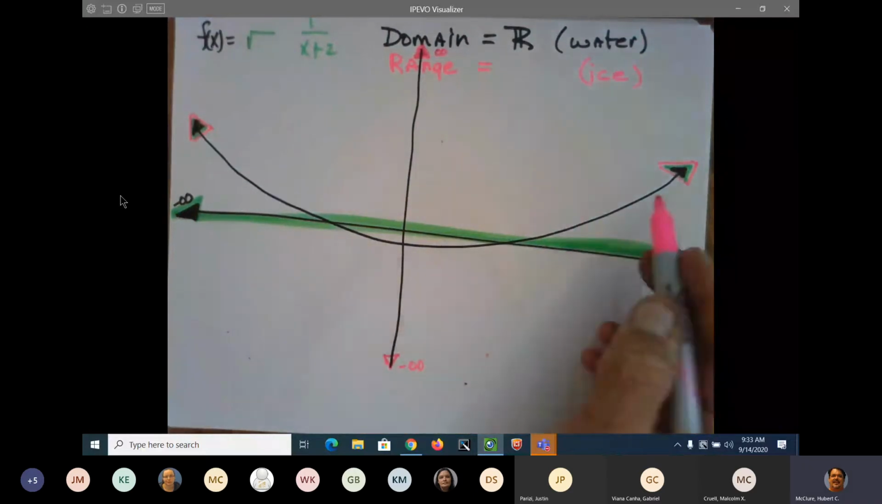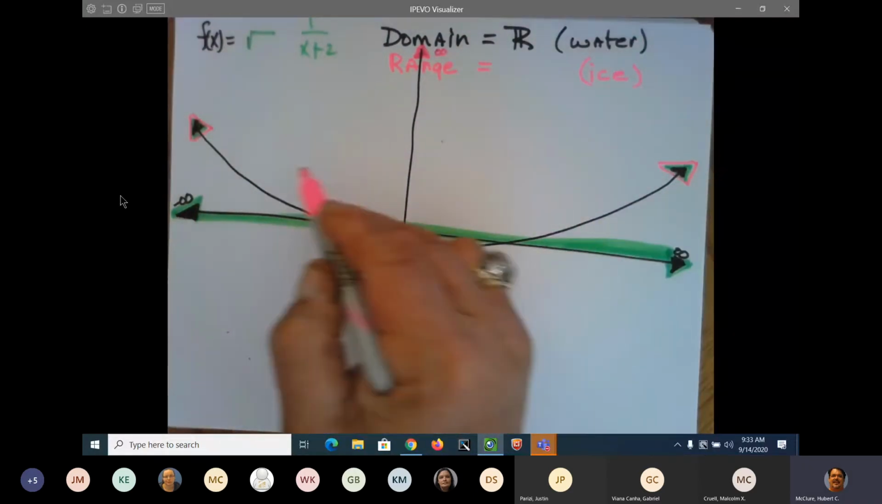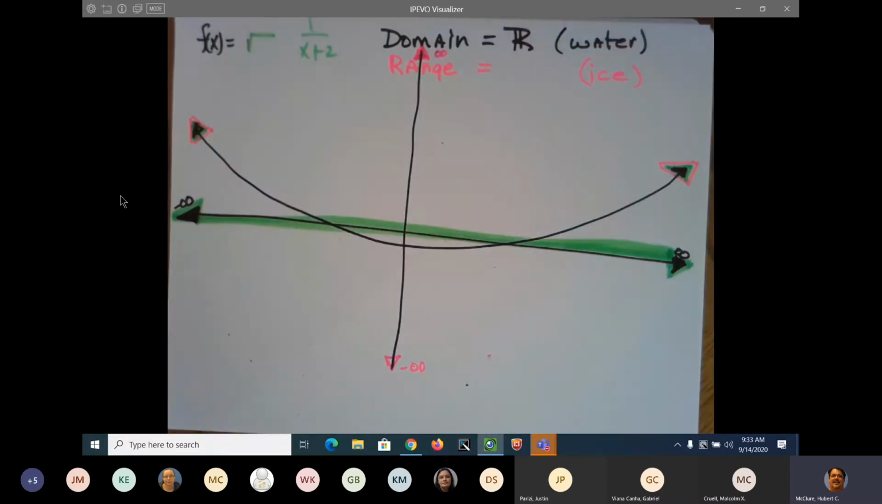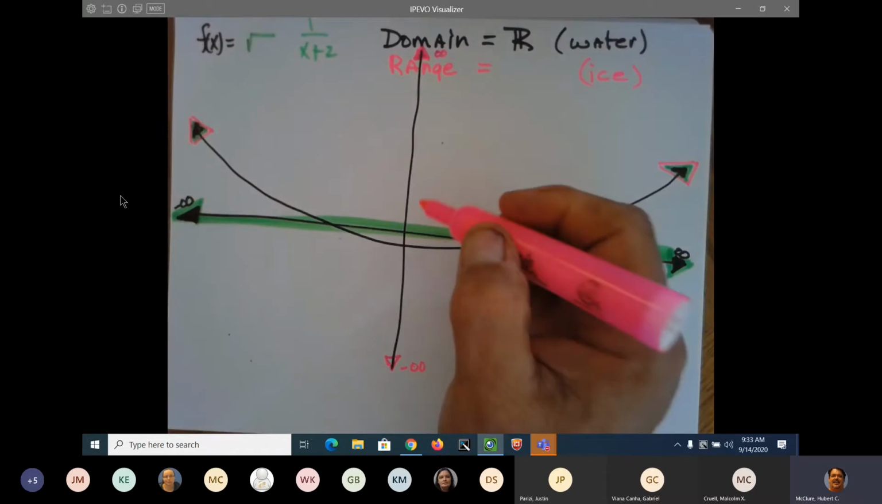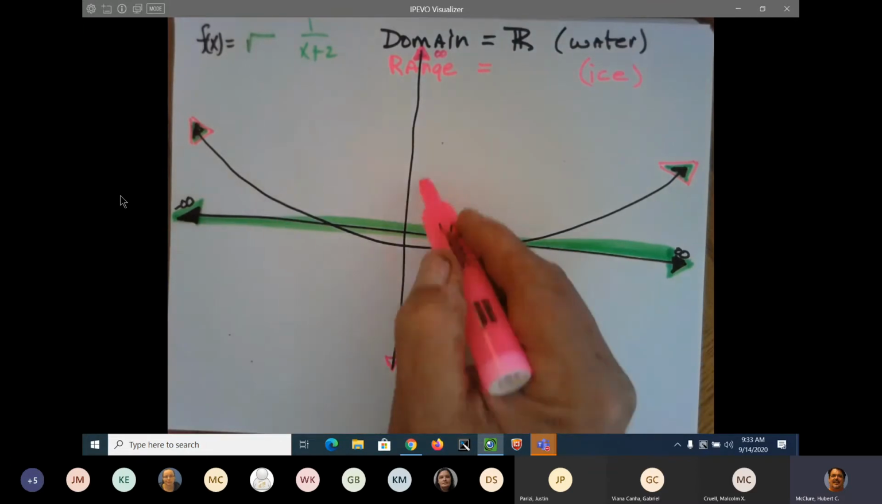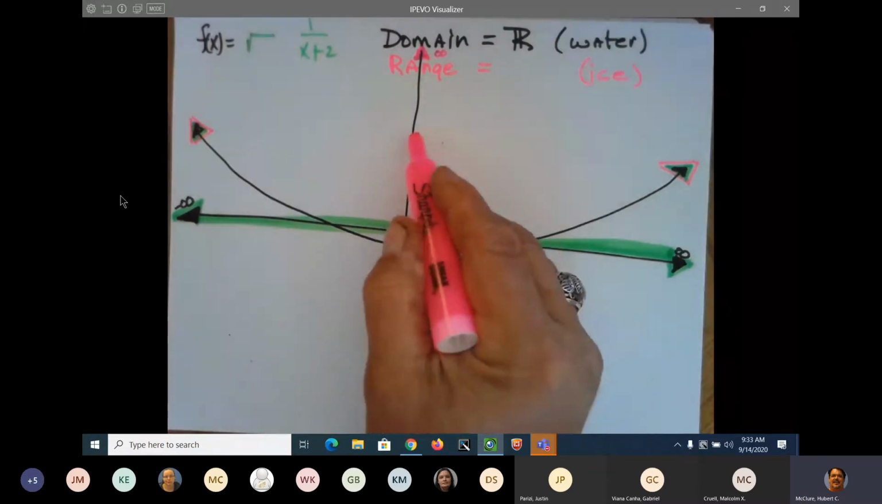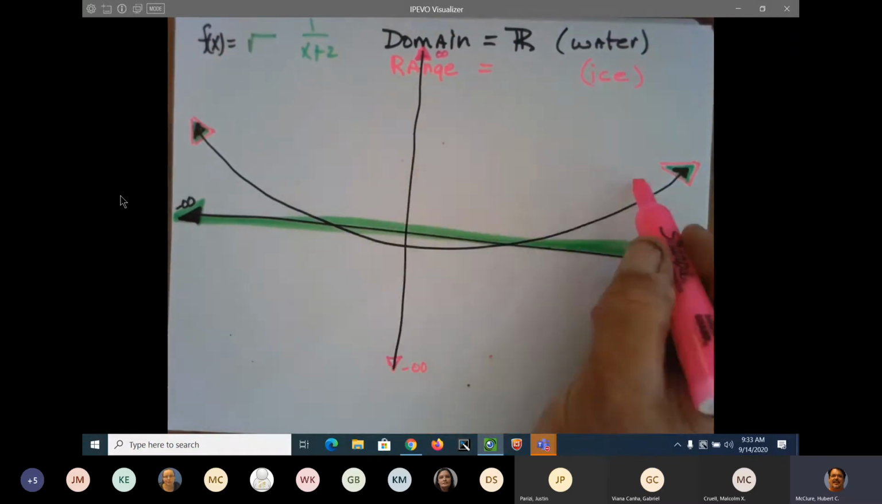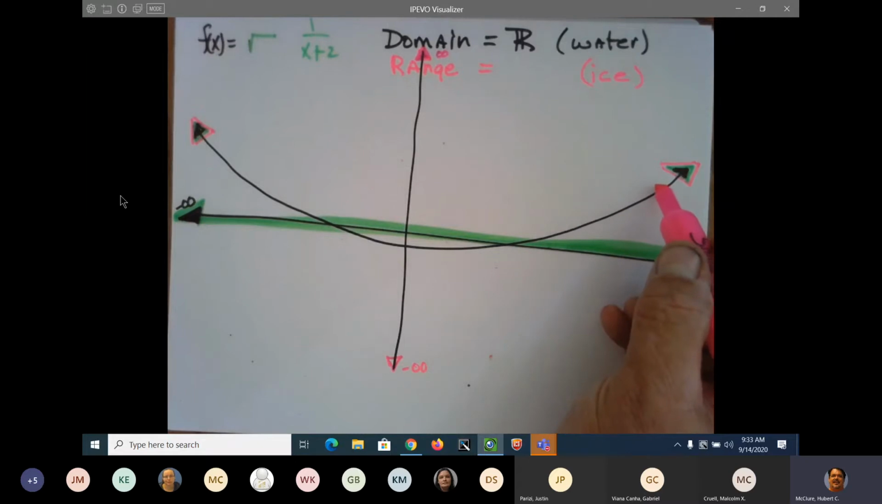Well, this one's going up, up, up. This one's going up, up, up. So it only applies to this one. So your output, or your ice: if I plug in negative 100 gallons of water, I'm going to get positive gallons of ice. If I plug in positive 100 gallons of water, I'm going to get positive 100 whatever gallons of ice.